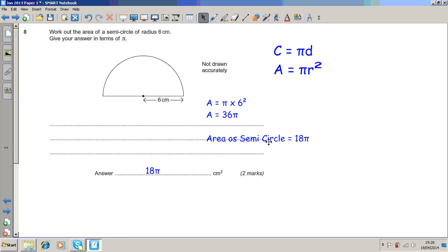So 18 pi is there. Oh, let's just say of semicircle. So it's 18 pi anyway.